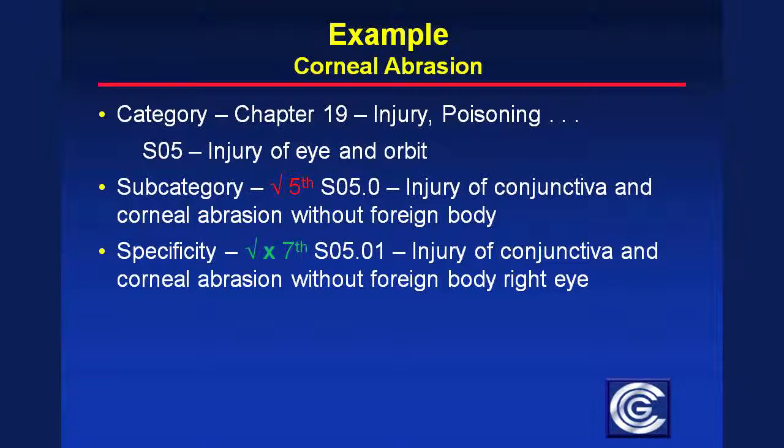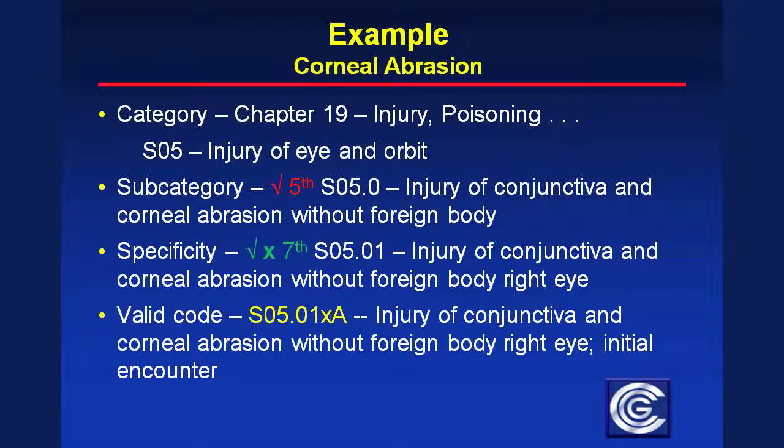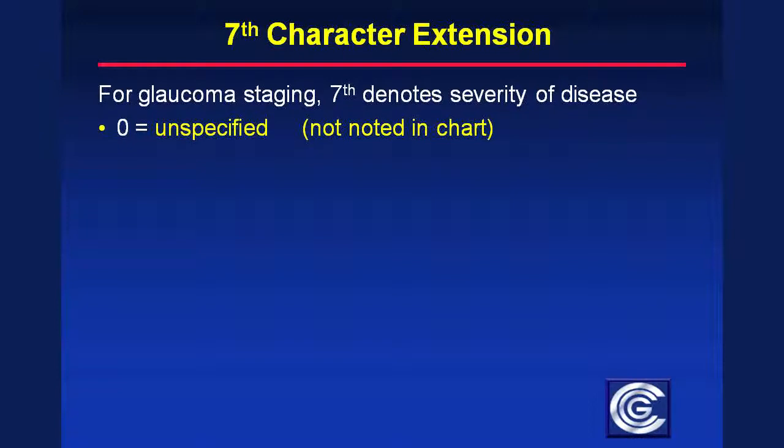S05.01. Now we note at the top of the section of the tabular list an instruction that says the appropriate seventh character is to be added to each code from category S05. Our choices are A, initial encounter, D, subsequent encounter, and S, sequelae. We choose A, initial encounter, but we need to use the X placeholder as well, since S05.01 is only 5 characters long. Our final code is S05.01XA.